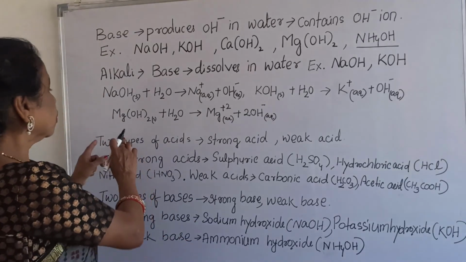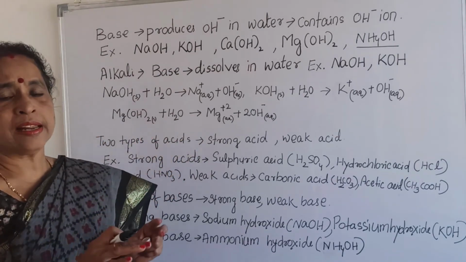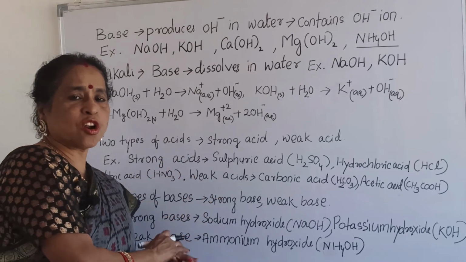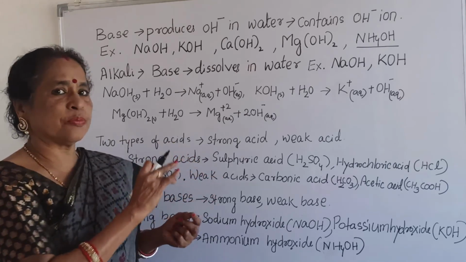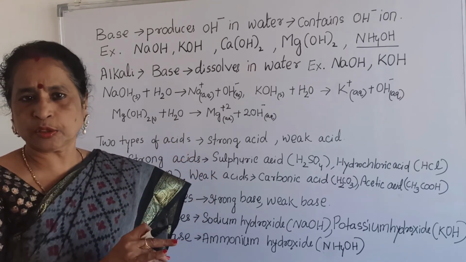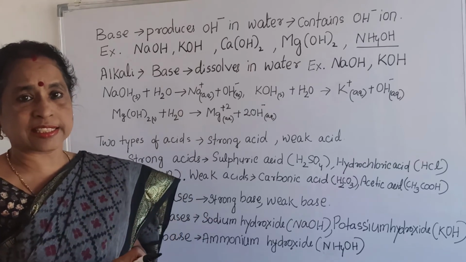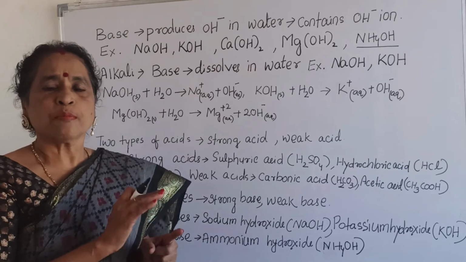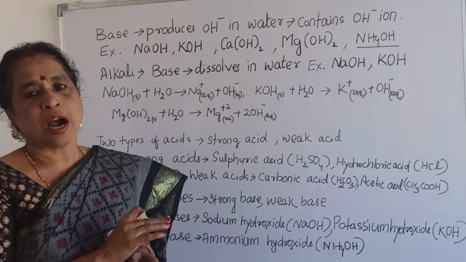Again see, two types of acids are there, two types of base are there. One is strong acid, other one weak acid. One is strong base, other one is weak base. Strong acid, that is sulfuric acid, nitric acid, hydrochloric acid, and weak acid, carbonic acid, acetic acid. Similarly, strong base, sodium hydroxide, potassium hydroxide, and weak base, ammonium hydroxide.